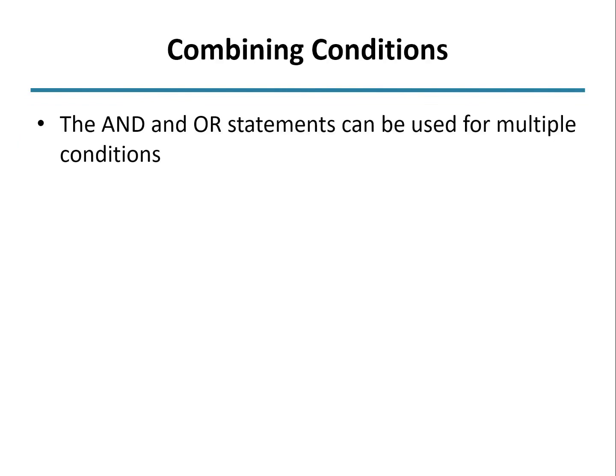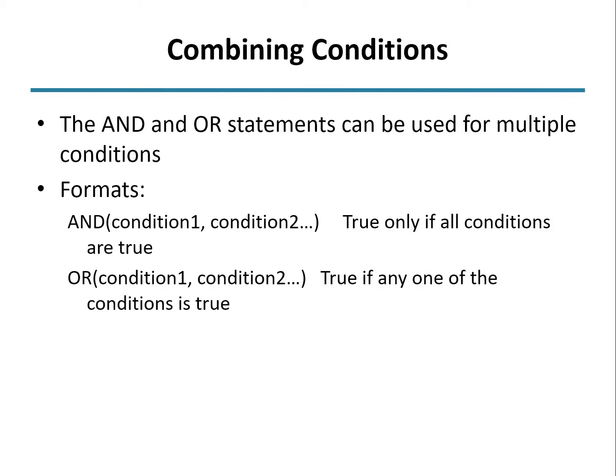Now, if you're going to combine conditions, then AND and OR statements are used. So the format is AND with the two conditions, or OR with the two conditions. And of course, logically, if both of them are true in an AND condition, then the statement is true. With the OR, if either one of them is true, then the statement is true.